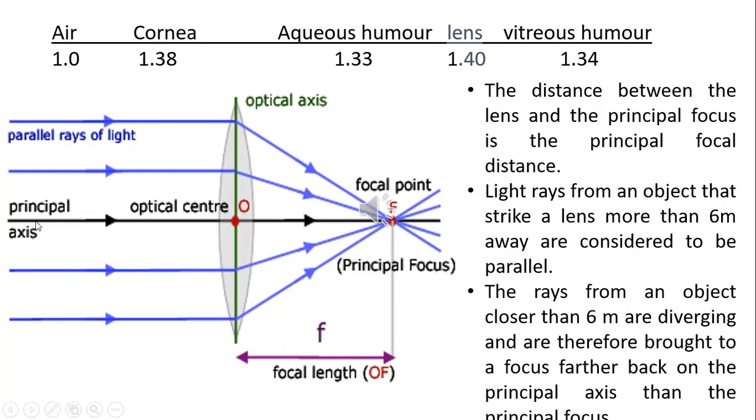Then there's the optical center there. Then there is the principal axis. Then there are the parallel rays of light, as you can see. So that's what this is talking about. The distance between the lens and the principal focus is the principal focal distance.